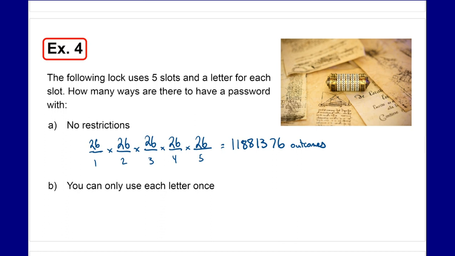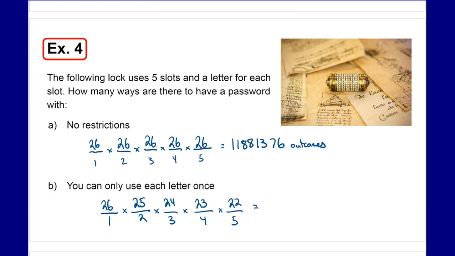Now B, you can only use each letter once. So in this case, again, I'm going to go back to the slot method, looking at each possible event. In this case, the 5 different letters. Now, because I can only use each letter once, the first option, still 26. Second option, there's now 25, because whatever letter I picked in the first event, I can't pick it in the second. So that means there's only 25 options remaining. Then 24, then 23, and then 22.